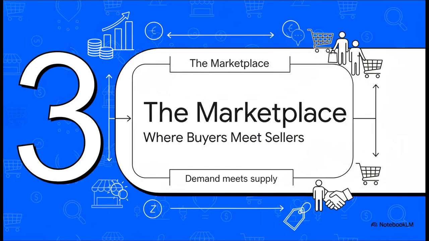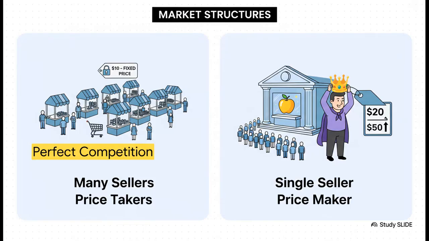So we have these two giant forces, demand and supply, constantly pushing and pulling. So where do they clash? Where do they actually meet? Well, that all happens in the marketplace. It's the grand stage where buyers and sellers come together. Now, not all markets are the same. It really comes down to competition. On one extreme, you have perfect competition. Think about a local farmer's market. Lots of vendors, all selling basically the same vegetables. No single farmer can set the price, can they? They have to take the market price. But on the complete other end of the spectrum, you have a monopoly. One single seller, a totally unique product. They don't take the price, they make the price.